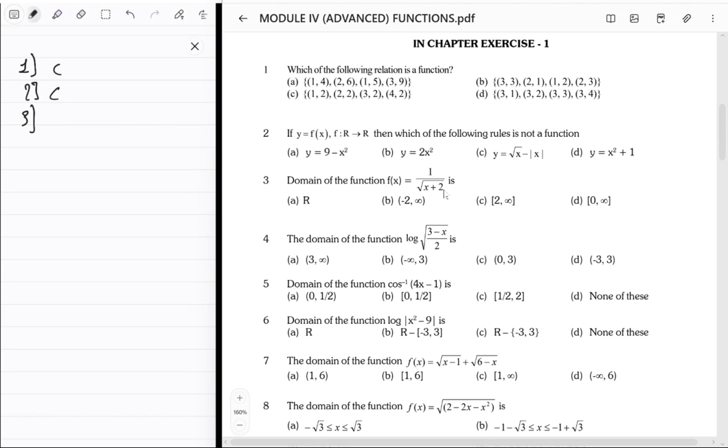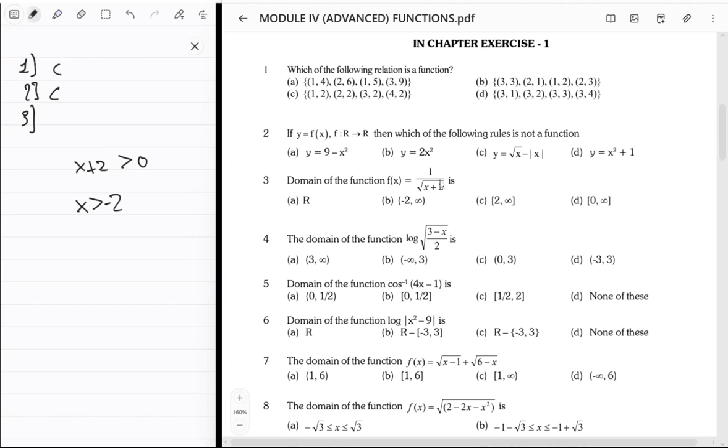Domain of the function f of x is equal to 1 upon square root of x plus 2. What about this? Oh, the domain, of course. So x plus 2 must be strictly bigger than 0, not bigger than or equal to 0, because if it's equal to 0, that's problematic. So what does that mean? X must be bigger than negative 2. Easy as that, isn't it? So negative 2 to infinity, negative 2 not inclusive.